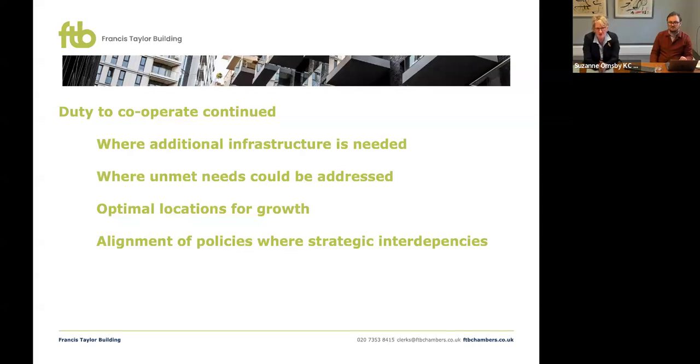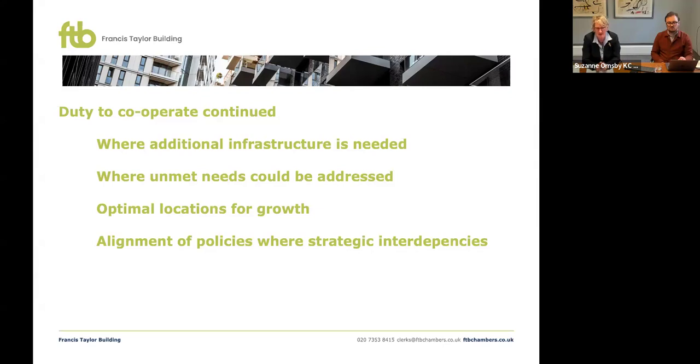But in relation to the duty to cooperate, this is meant to be the replacement of the duty to cooperate, which is the stronger policy on cooperation. That policy requires strategic authorities and also local authorities to look at where additional infrastructure is needed, where unmet needs could be addressed, where the optimal locations for growth are to be, and the alignment of policies where there are strategic interdependencies.